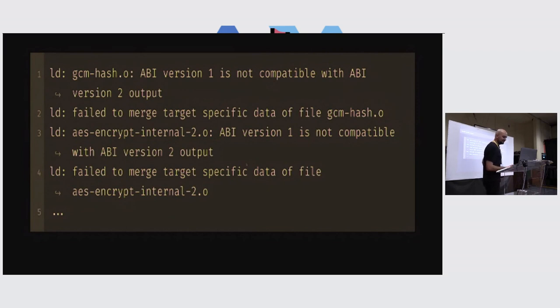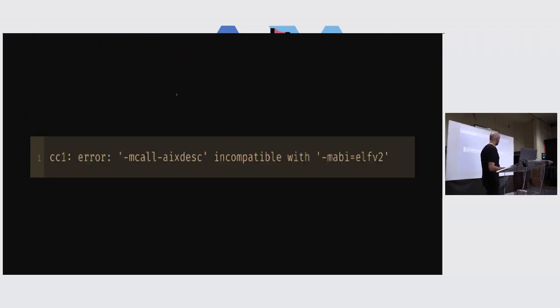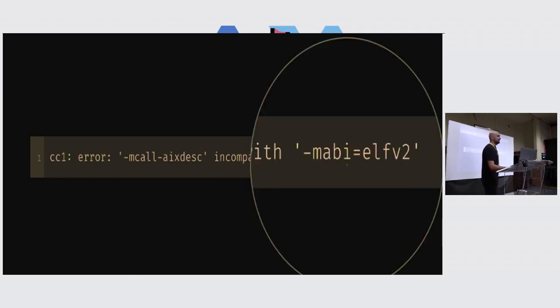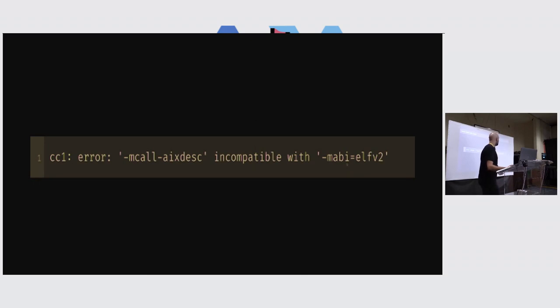So let's try to find out what exactly is going wrong. Here we have the output of the Nettle build, and a very weird message saying that ABI version 1 is not compatible with ABI version 2. I haven't specified anything about ABI, so that's pretty weird. And the rustc compiler has a similar output. For kexec, there is also a very weird message saying that a flag is incompatible with the flag mabi elfv2. So already you can see a common theme: something is going on between two ABIs, version 1 and version 2. We're going to look at that a bit later.